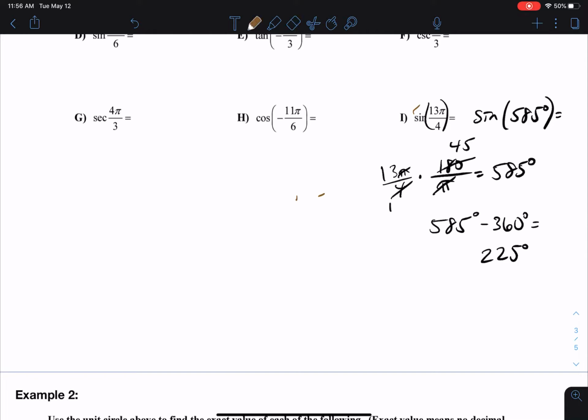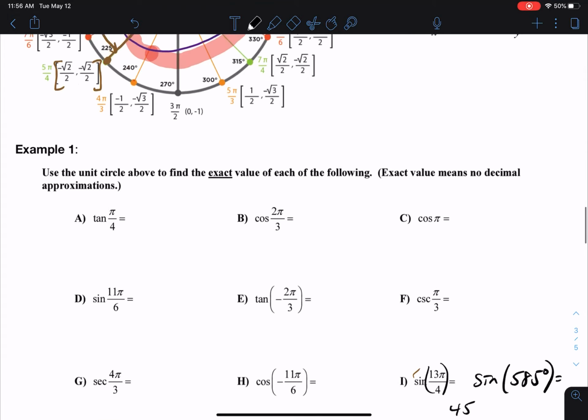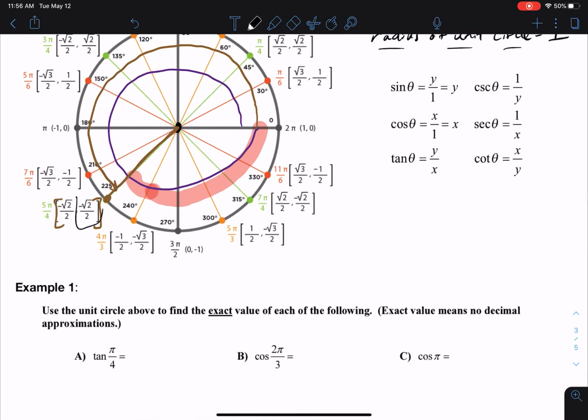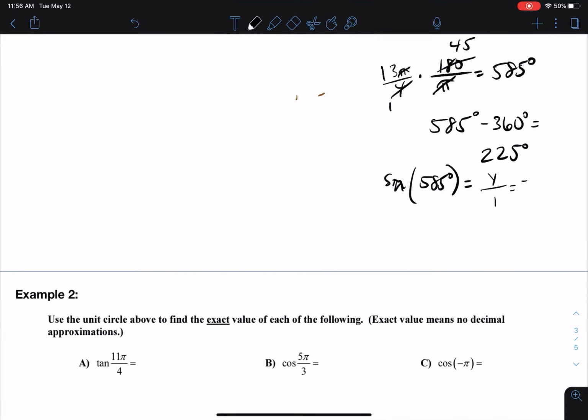So sine of 585. Sine is y over 1. Here y is negative root 2 over 2, so it's going to be negative root 2 over 2 over 1, and if you divide by 1, you get negative root 2 over 2. And you are done. That's the exact answer.